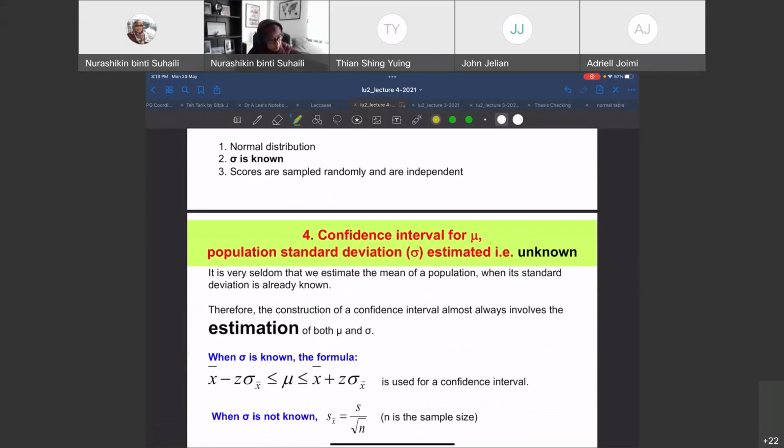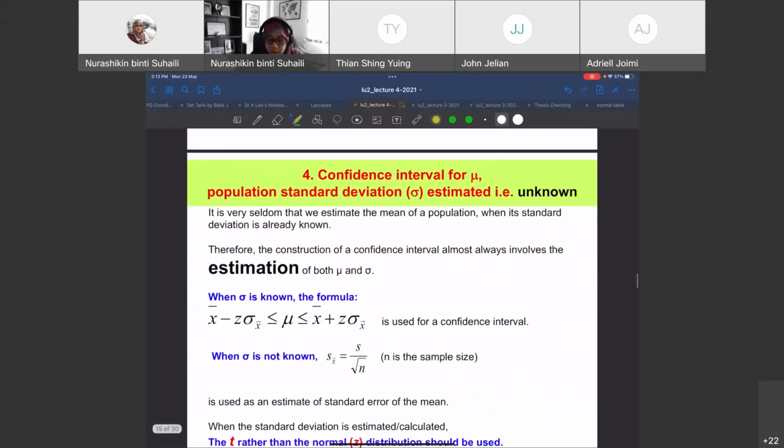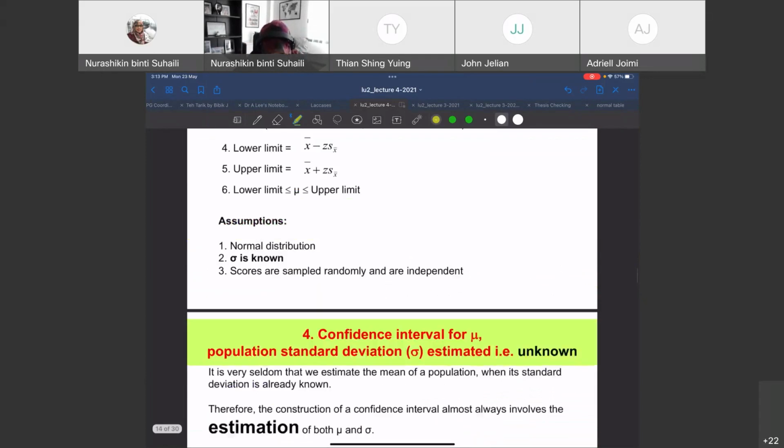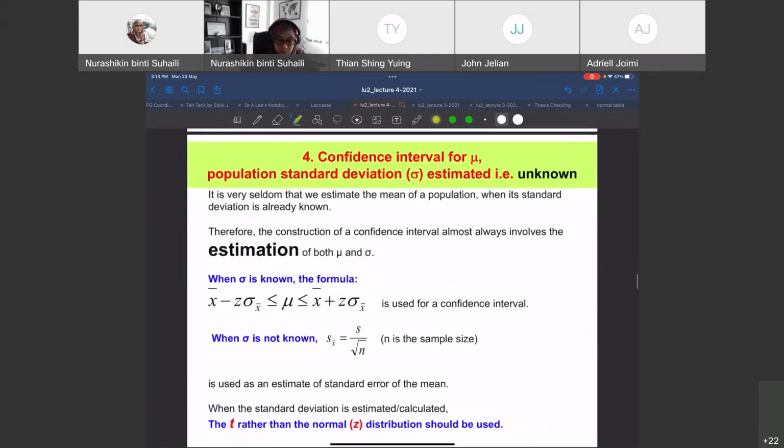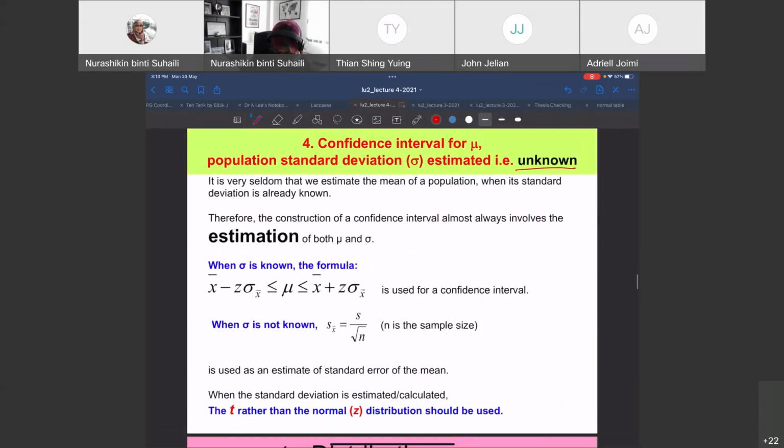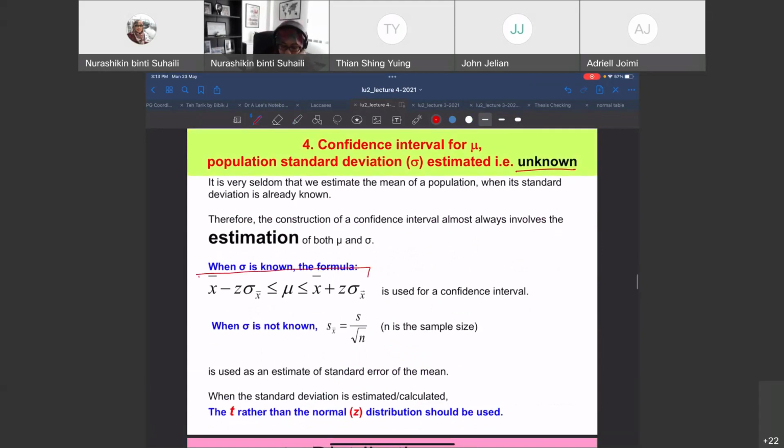So you have different situations. The first case is when the population standard deviation is known, which is the one that we used just now. If you see the example just now, the value of the standard deviation is given in the question. So we know the value of the standard deviation of the population.